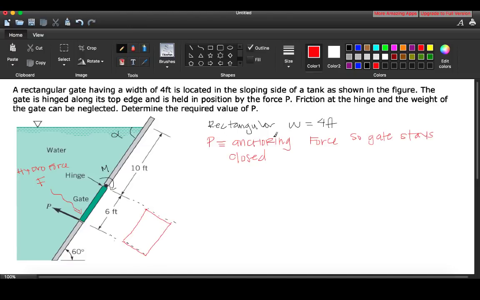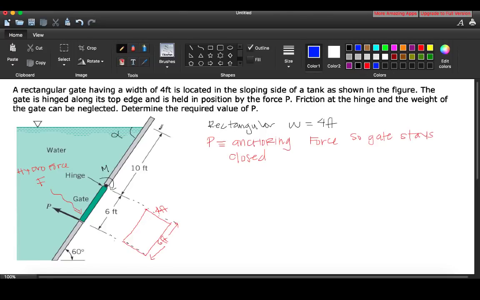Okay, and the width is 4 feet, so that's 4 feet into the page, right? That's our width. And this is 6 feet, right? Is this length here. Okay, so now we're going to start labeling some really important things.